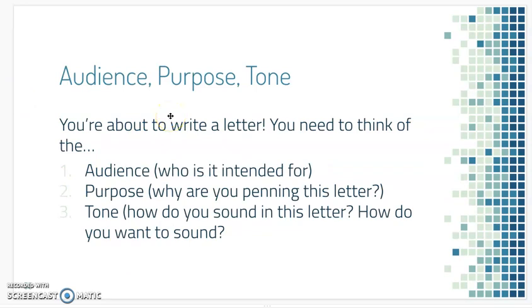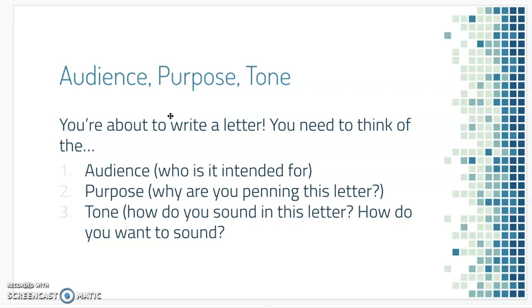You're about to write a letter. There are some things that you probably need to think about. The audience, so who is it intended for? Is this going to be a formal letter or a friendly letter? The purpose. Why are you writing this? If it's formal, what is the formal reason? If it's friendly, sometimes it can be just to check in, but maybe you are writing to thank someone for a birthday gift. Maybe you are writing to learn more about the place where they live, like with a pen pal. The purpose can be obviously very diverse.